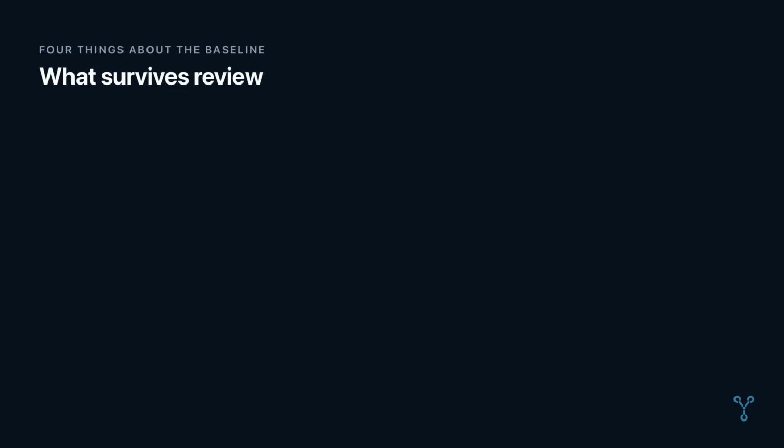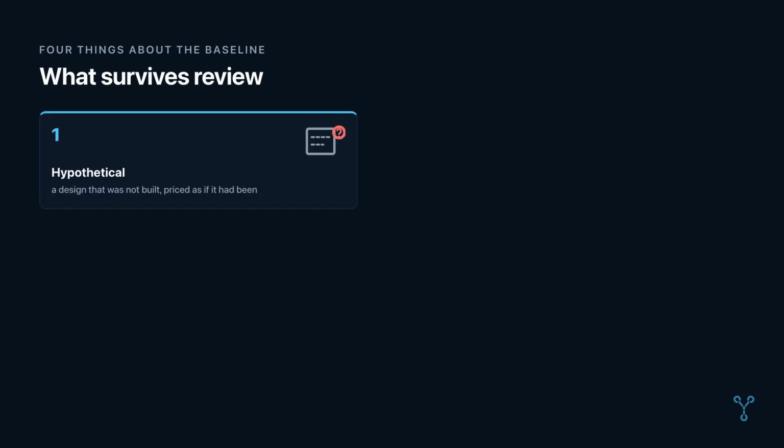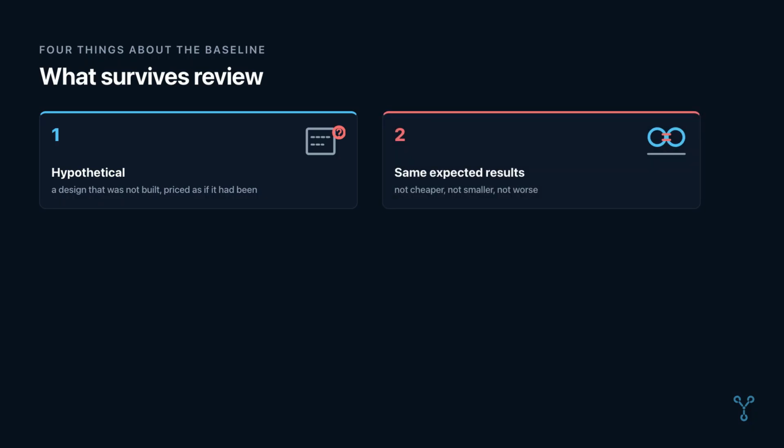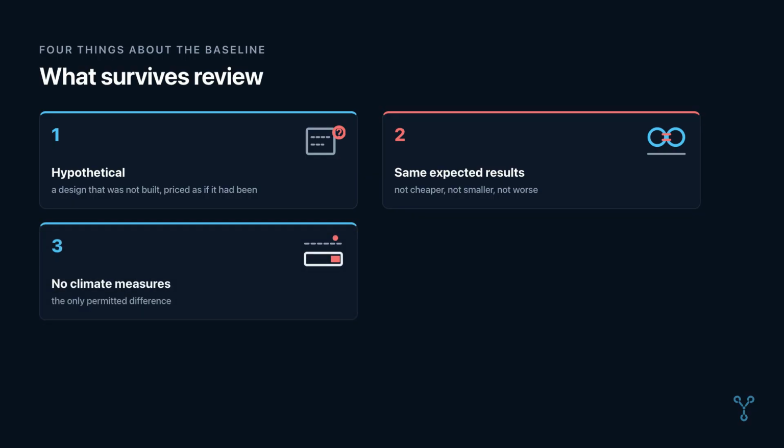Four things about that baseline decide whether the number survives review. It is hypothetical. It is a design that was not built, priced as if it had been. It delivers the same expected results. This is the part most often got wrong. The comparison is not a cheaper project, a smaller project, or a worse project. It is the same service, the same capacity, the same intended outcome, without the measures that address physical climate risk. It does not address physical climate risks.